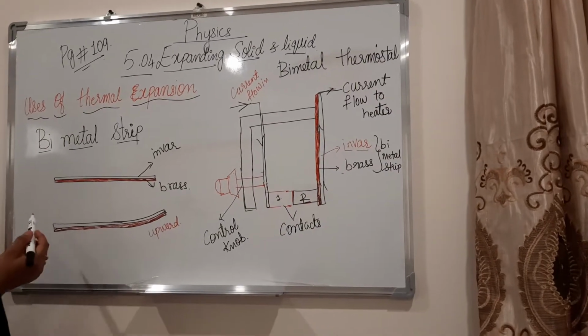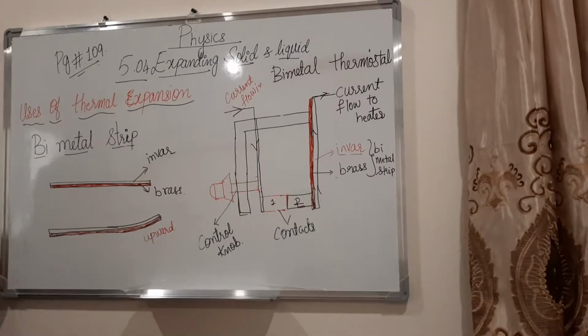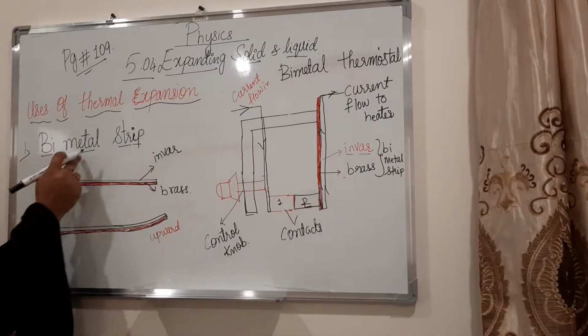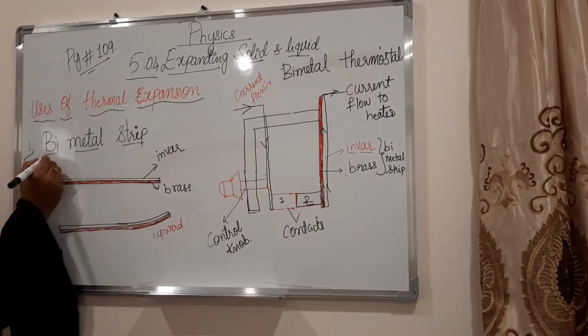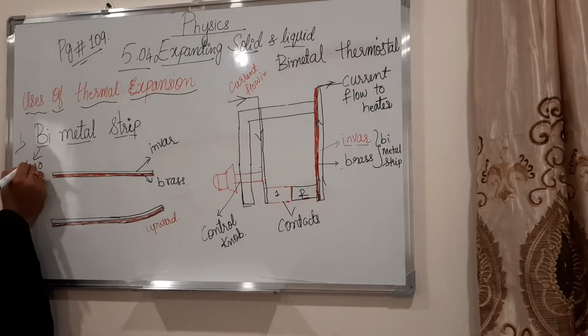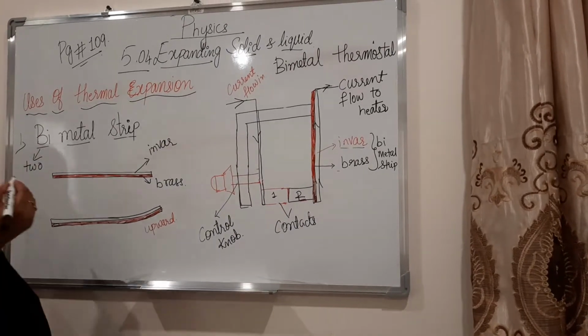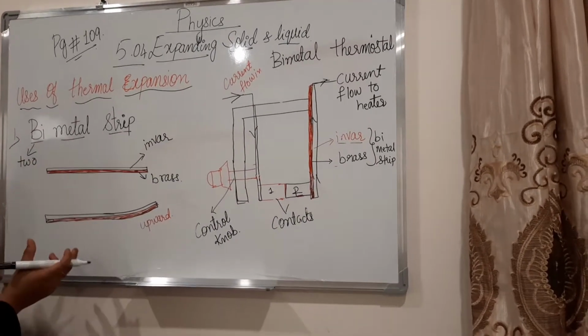Now we will see some other uses of thermal expansion. First, it's in the bimetal strip. What does bimetal mean? Bi stands for two. Okay, the meaning of bi is two. Here we take two different metal strips.